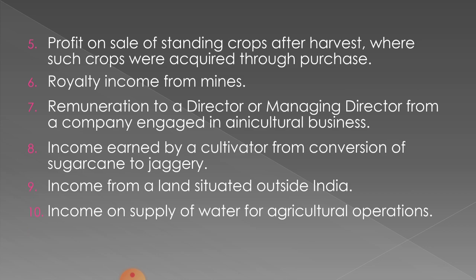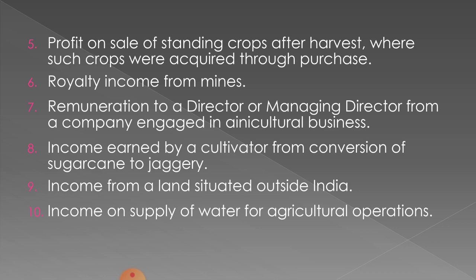Profit on sale of standing crops after harvest where such crops were acquired through purchase. Here, profit on sale of standing crops purchased from the cultivator. Such profit is not considered as agricultural income. Royalty income from mines, remuneration to a director or managing director from a company engaged in agricultural business, income earned by a cultivator from conversion of sugarcane to jaggery. Here, income of sugar factories is not considered as agricultural income.